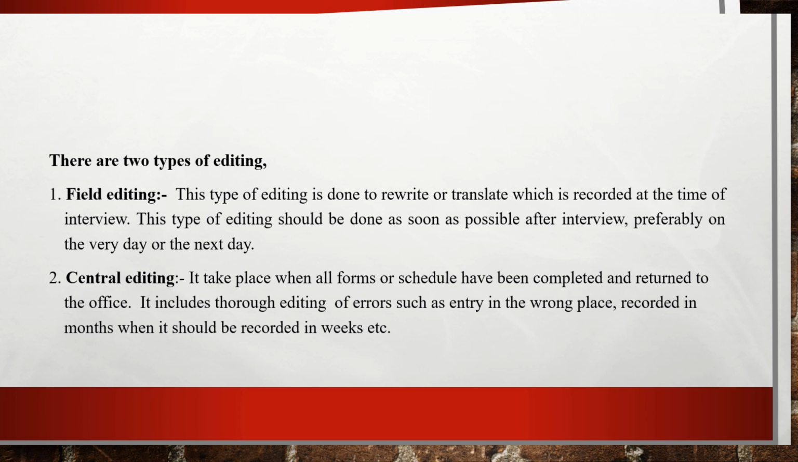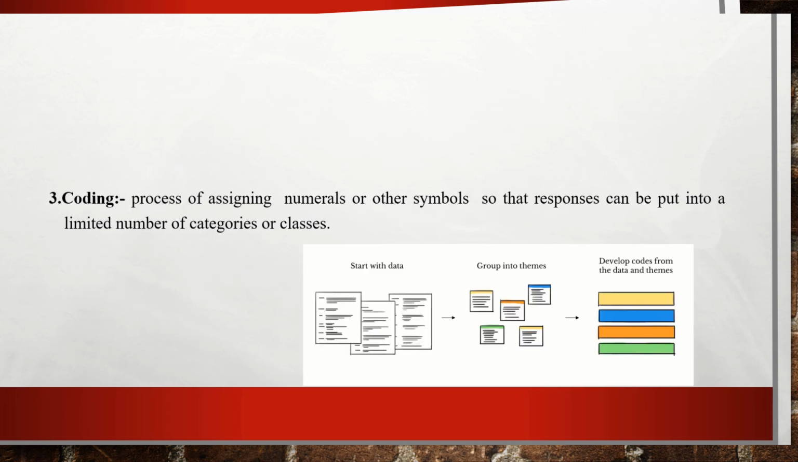Then next is central editing. It is done after field editing. It is mainly done when the details are returned to the office. It includes thorough editing of errors such as entries in the wrong places, recording months when it should be recorded in weeks, or recording in kilometers when it should be recorded in meters, like that. So central editing is done to form the data in a uniform way.